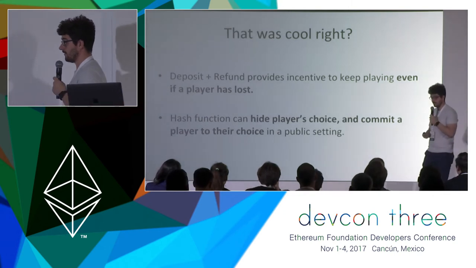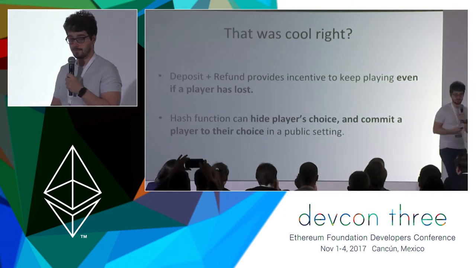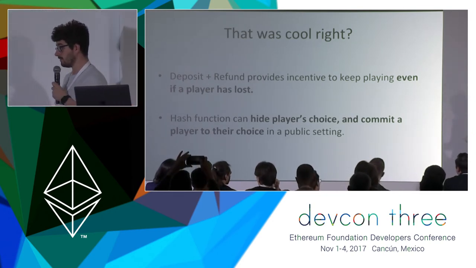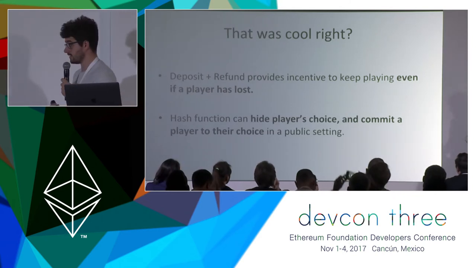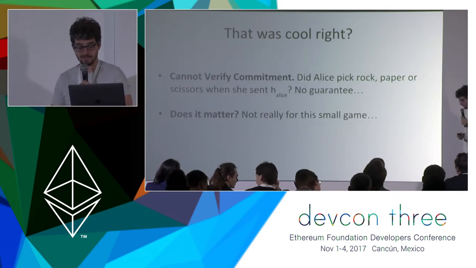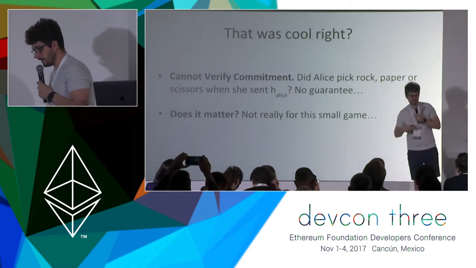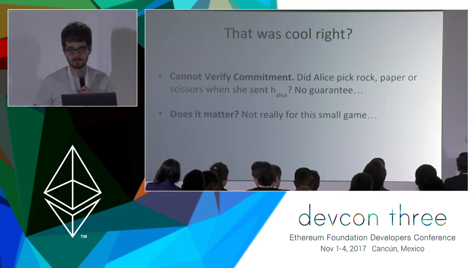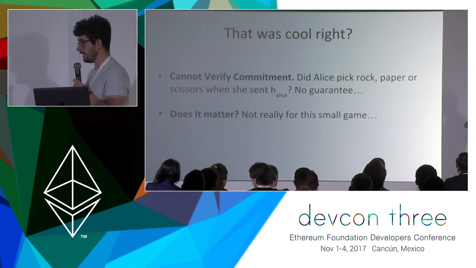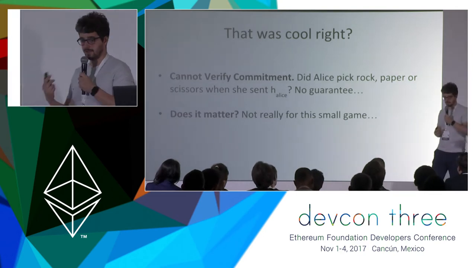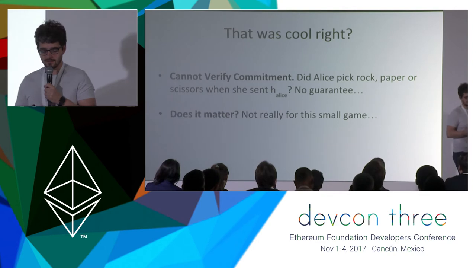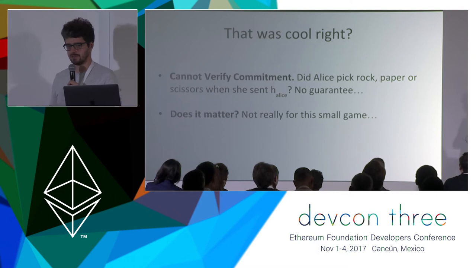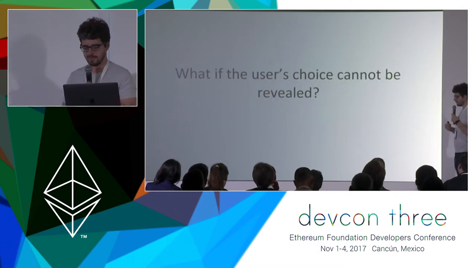So what's really cool about the previous example is that the deposit and refund scheme provided a financial incentive for people to participate. And more, the hash function provides the ability to hide my choice, but also commit me to my choice in a public setting. What's not really good is that when Alice sends her hash, there's no way to verify that it was either rock, paper, or scissors. Alice could have sent Spock, and then later revealed Spock. But in this setting, that doesn't really matter, because if Alice did choose Spock, the contract will say, well, Spock wasn't a valid choice, so Bob automatically wins.